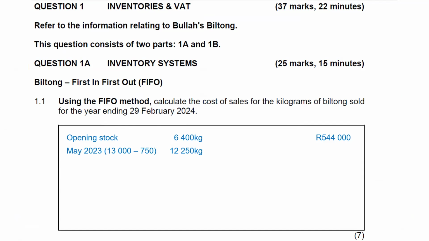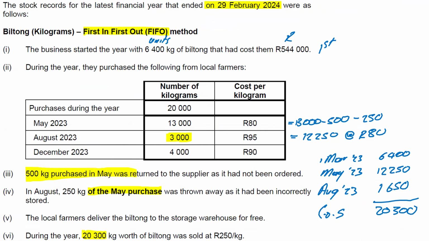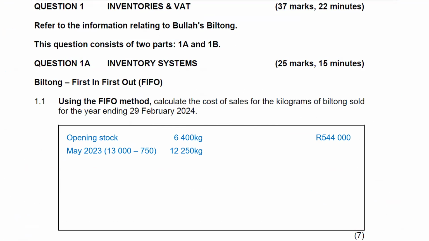Please note that these 12,250 kgs of biltong cost 80 rand. So to find the cost price of those biltongs, I'm going to take this 12,250 and multiply it by the cost per unit of 80 rand. That will give me the cost price of these units, which will be 980,000.